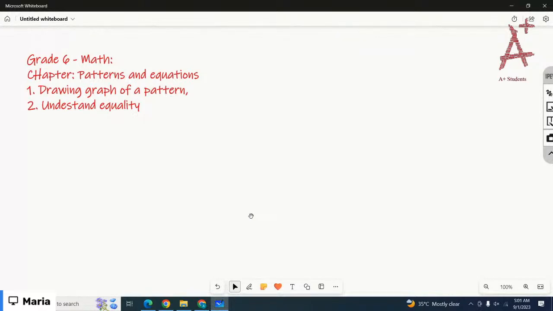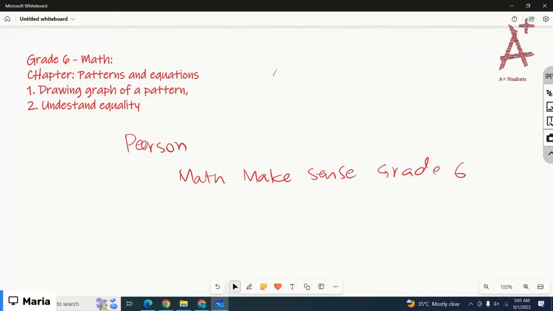We are here for grade 6 math. So we were working on the book Pearson Maths Make Sense grade 6, and we're working on chapter 1, that is patterns and equations. The lessons we're going to cover today are drawing graph of a pattern and understand equality. So let's just start with the first lesson.